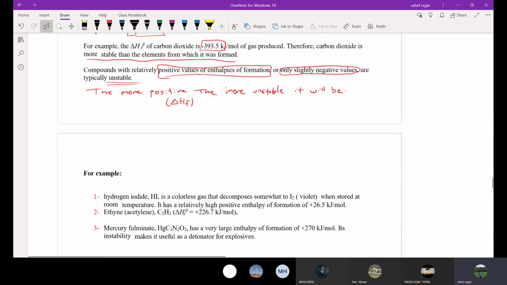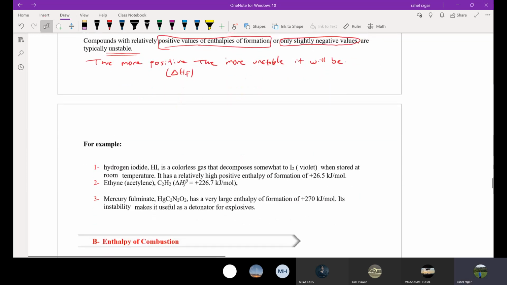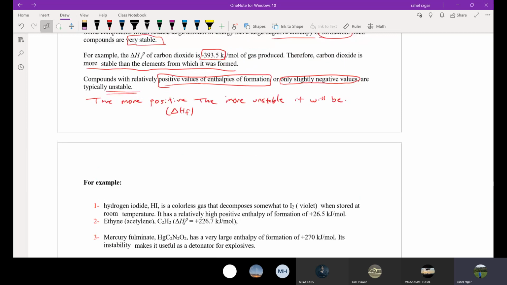All right. But whenever it says unstable, it means that it wants to react again. It cannot stay by itself. It cannot stay just like that. It cannot stay as the compound itself. Unstable.